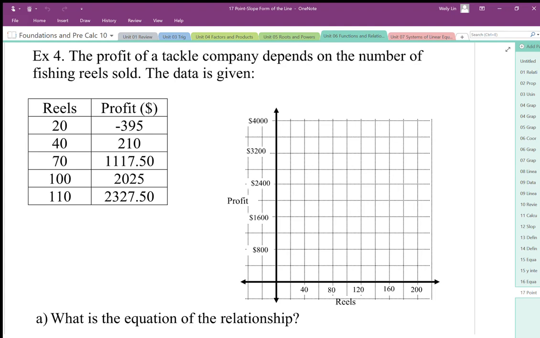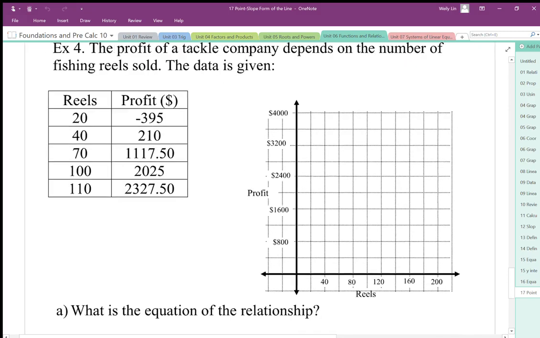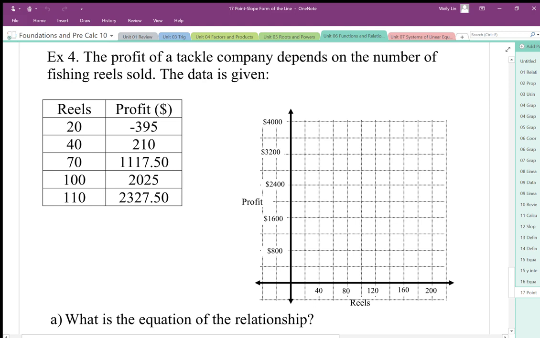The profit of a fishing tackle company depends on the number of fishing reels sold. So the data is given in the table here. We've been given the reels and the profit. The profit is a function of reels. Reels is my input, profit is my output. Reels is my independent variable, profit is my dependent variable.